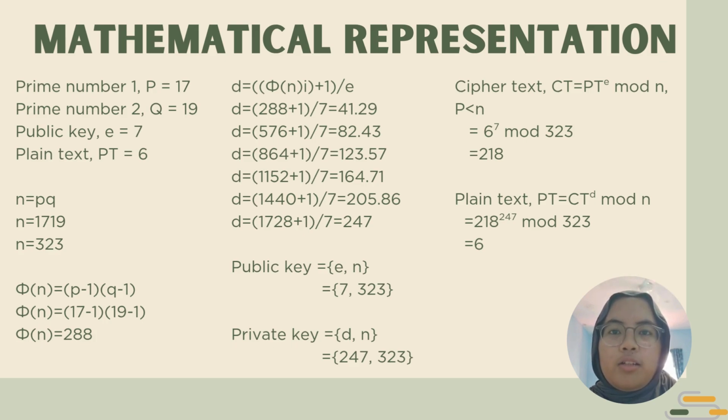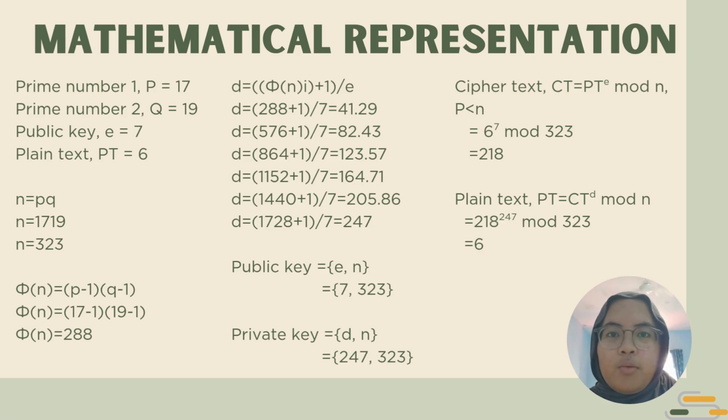Next, we calculate Euler's totient function. The formula is p minus 1 multiplied by q minus 1, which now equals 288. Now we choose a public exponent, e equal to 7, which is a number that is relatively prime to 288. For encryption, we will use the plain text message pt equal to 6.